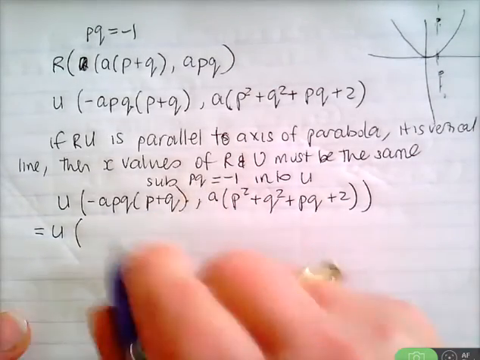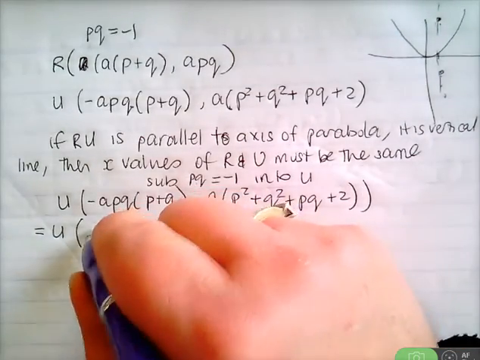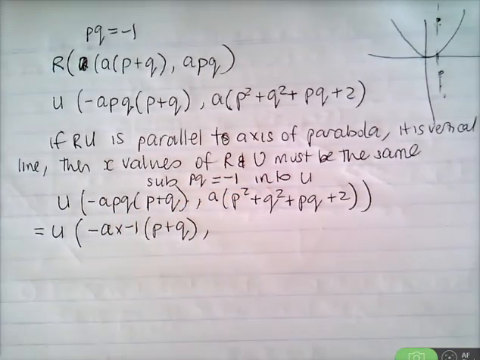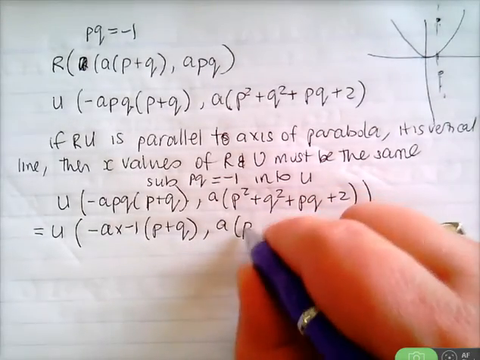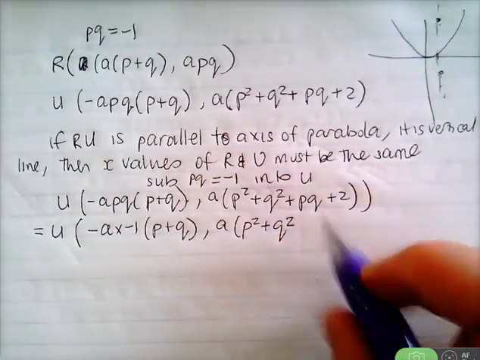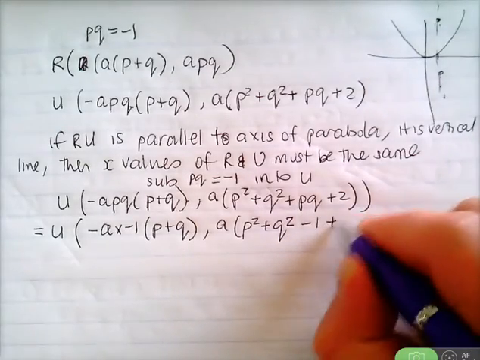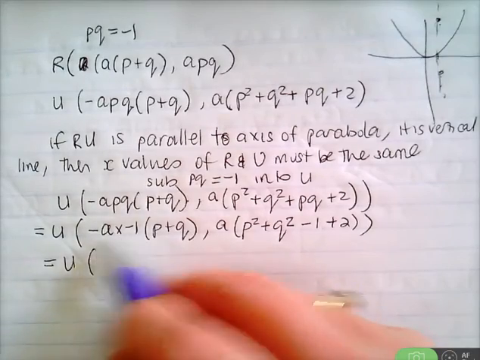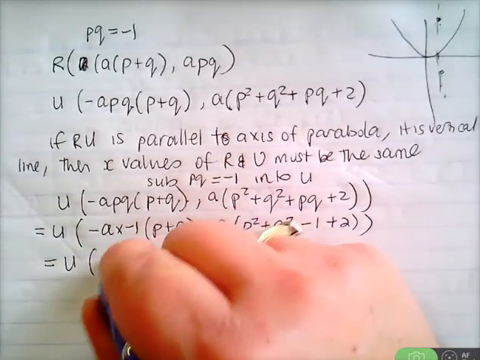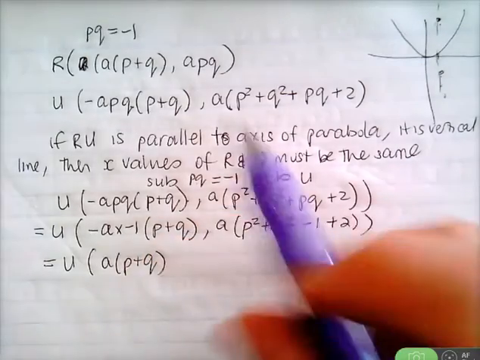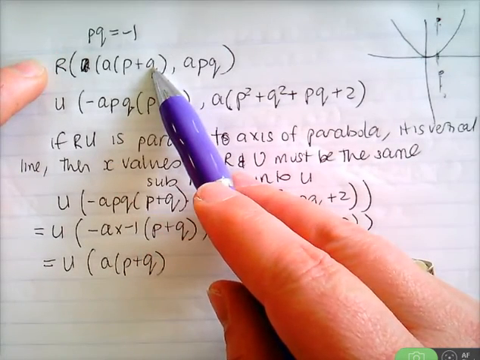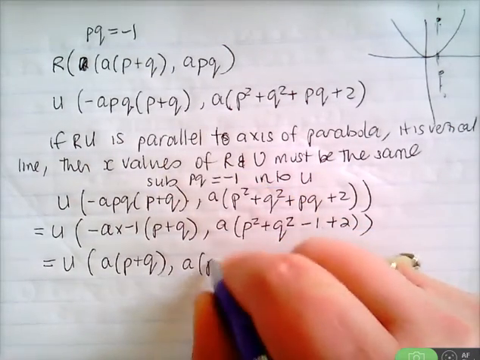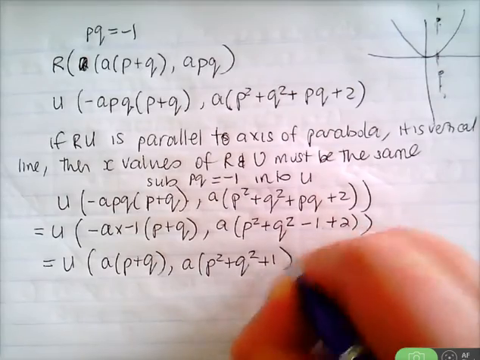I'm going to put PQ is -1 in there. So what do I get? Negative a times -1 bracket p plus q, a bracket p squared plus q squared. What should I do with this PQ? -1 plus 2. I mean, you don't actually need to look at the y value, but I will anyway. So what's this? Negative a times -1, a bracket p plus q. Isn't that the same as the x value for the R? It is. Comma, a p squared plus q squared plus 1.